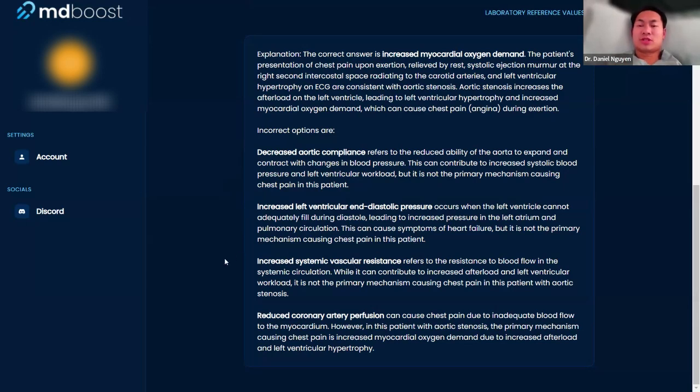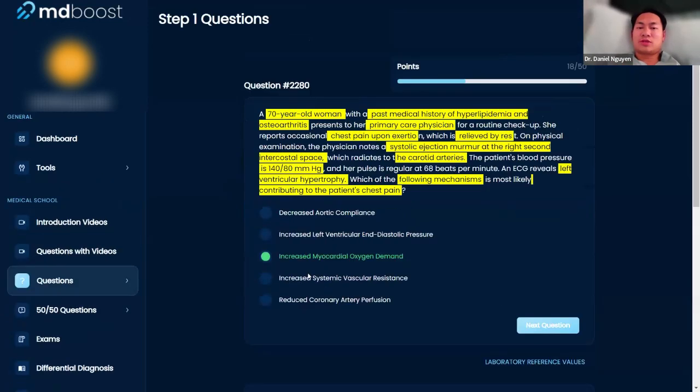Increased systemic vascular resistance, that's like increased blood pressure here. Reduced coronary artery perfusion can cause chest pain. However, this patient has aortic stenosis, so it's because of the increased amount of oxygen that the heart needs, because it's larger, and the increased afterload. So the best answer, like you said, is increased myocardial oxygen demand.